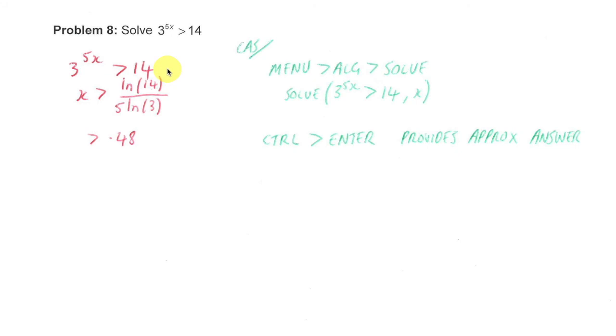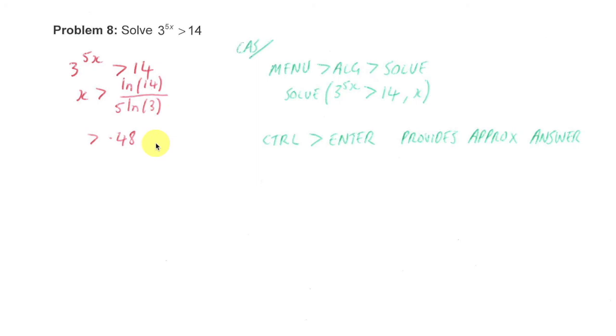So what I ended up doing is using my CAS. Now if I did that, I would come up with a solution that x is greater than the natural log of 14 over 5 lots of the natural log of 3. Don't be too worried about what the idea of natural log is. I'll explain that to you in a later topic when we do logarithms. So that's the exact answer. And then if I go Control Enter, I'll get an approximate answer of 0.48.